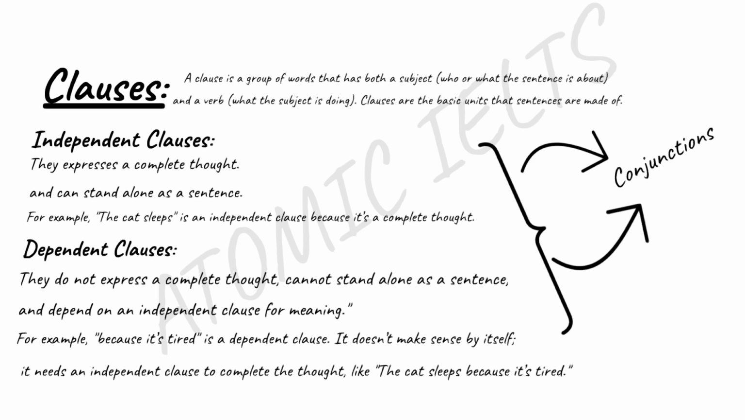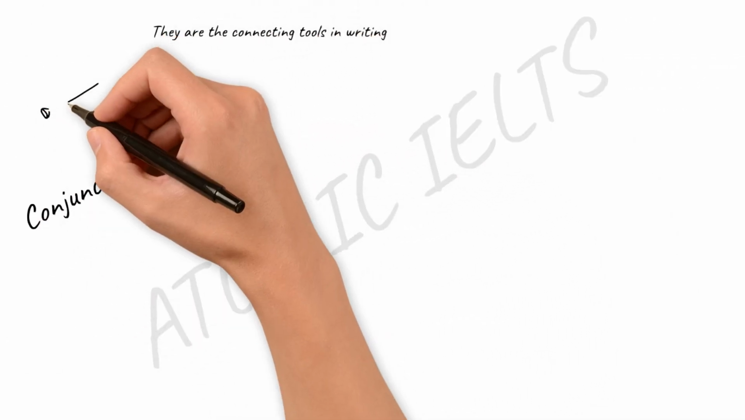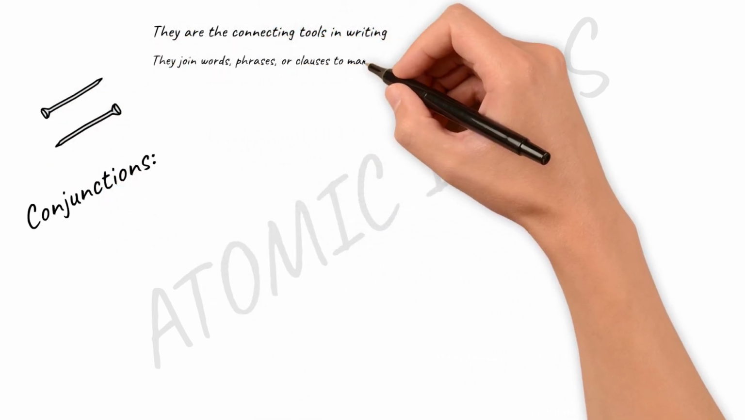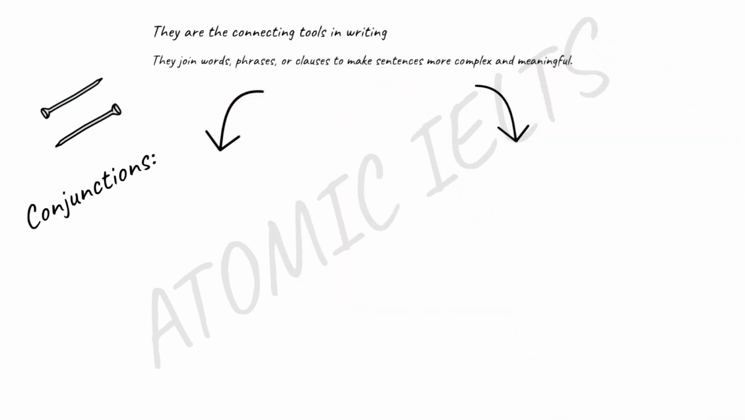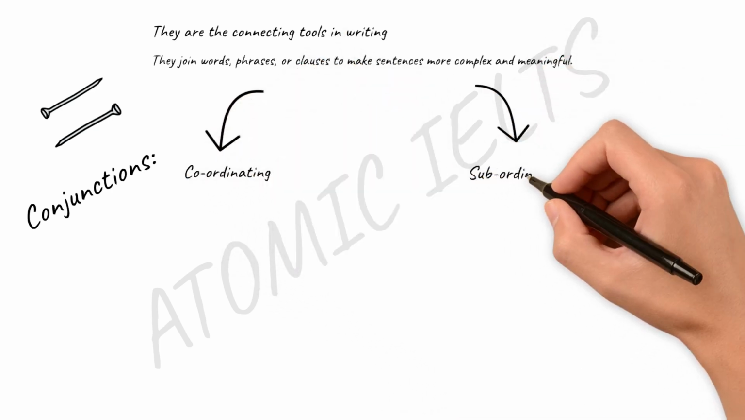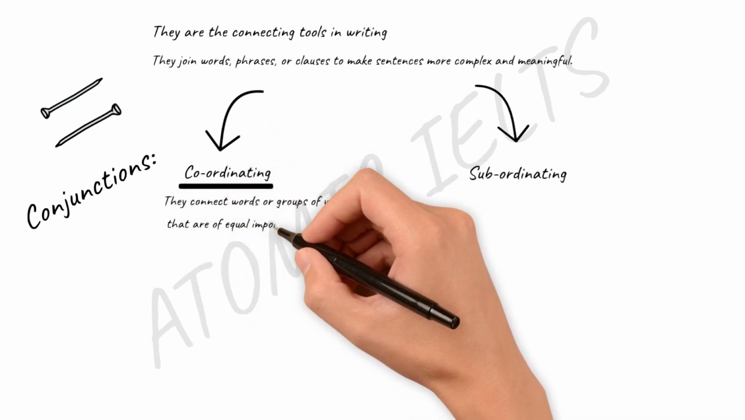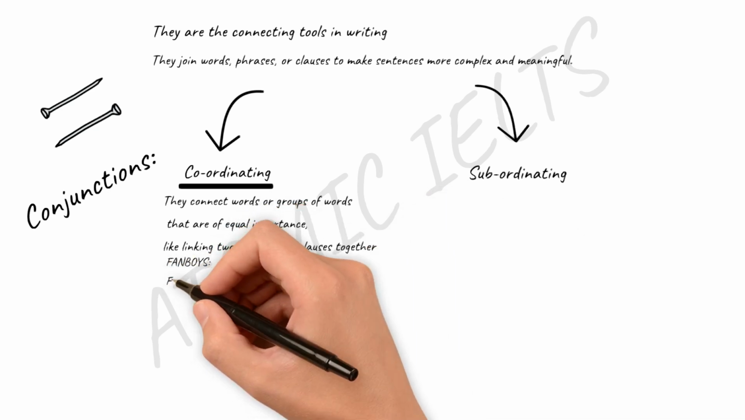Now, to make a bigger and more interesting house or essay, you connect these rooms or clauses together using conjunctions. So what are conjunctions? Conjunctions are the connecting tools in writing, like the nails or glue that hold the different parts of a house together. They join words, phrases, or clauses to make sentences more complex and meaningful. And there are two main types of conjunctions: coordinating and subordinating. Let's see the coordinating first.